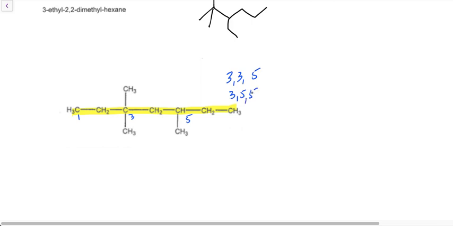And we can see that this sequence is actually greater than that sequence, so we know not to start from this side. So I've got a 3, 3, 5. And then all three of those are methyls, so we know the next would have to be trimethyl, and then we have our 1, 2, 3, 4, 5, 6, 7 heptane.